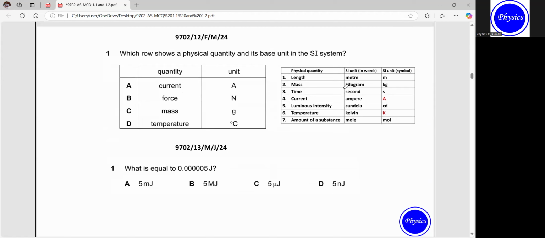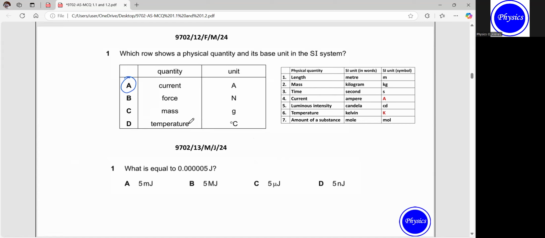Recall this and check once again everything. So here, ampere. Force has an SI unit, the Newton, but the Newton is not in the base system. Mass must be in kilogram, but it is given in gram. Temperature must be in Kelvin, but it is given in degrees Celsius. So A is the right option.